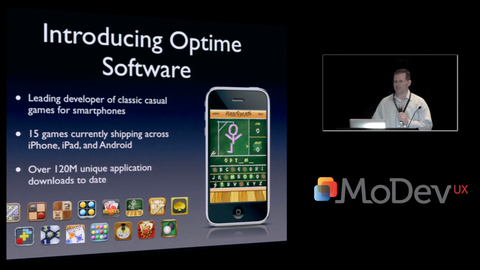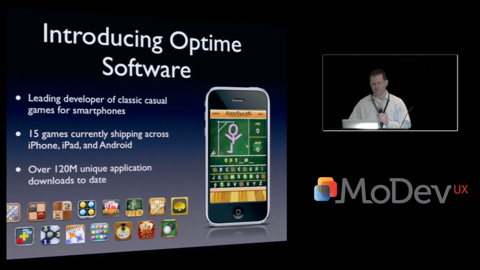Thank you. Hi, everybody. My name is Jon Schlegel. I'm the founder and CEO of Optime Software, and we make classic casual games for smartphones. We've done over 120 million downloads to date. We've been in business since 2008, and we've done that in large part due to a very strong focus on user experience. So I wanted to talk to you today about some lessons learned we've had about how you can leverage user experience to be successful in the App Store.